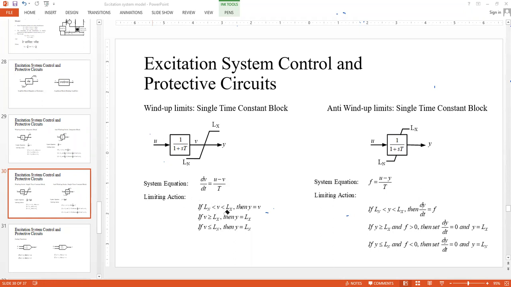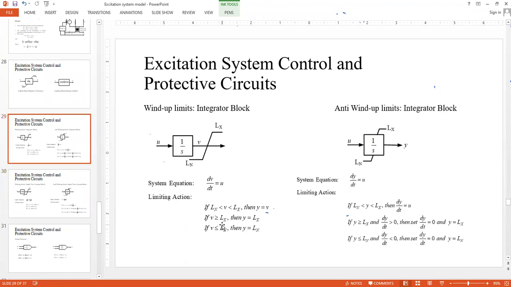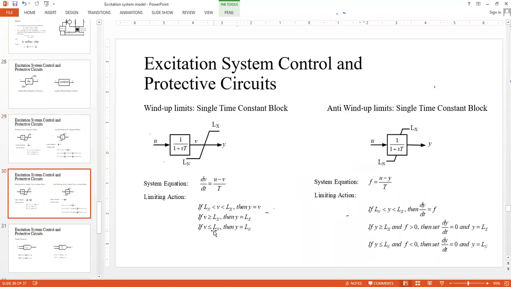If V is within the limits, then Y is equal to V like before. And the last two lines are also like before, like this case. So if V is greater than or equal to Lx, then you set Y equals to Lx. If V is less than Ln, then you set Y equals to Ln, and so on.